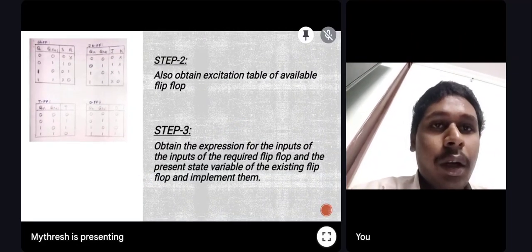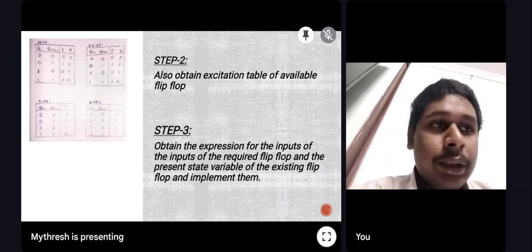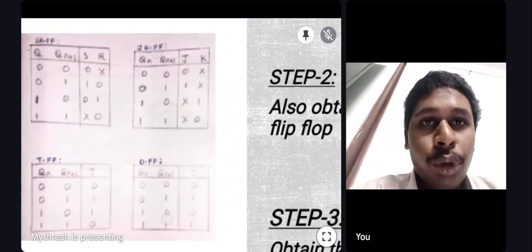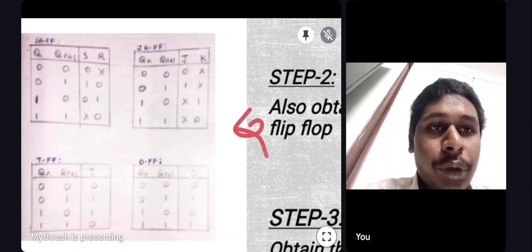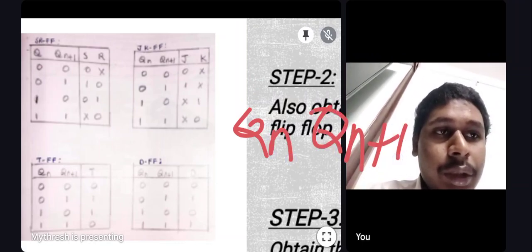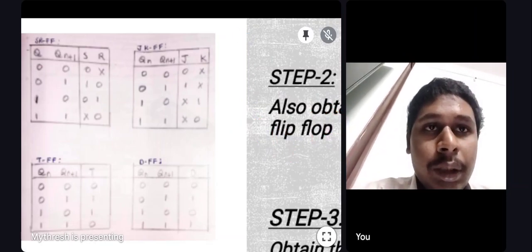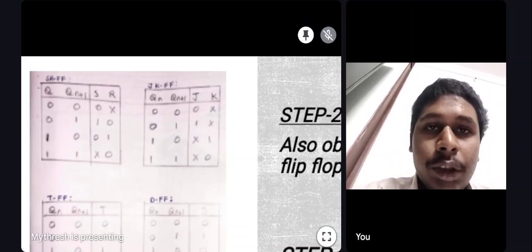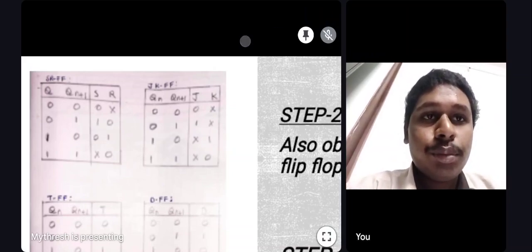The next step we follow is to obtain the excitation table of the available flip-flop. So let us see the excitation table. The excitation tables of the flip-flops are as follows. For SR flip-flop, we have to write the present state and the next state, and then write the SR inputs. So let us compare the SR flip-flop. Here we can see that for present state 0 and next state 0, the SR flip-flop inputs are 0 and a don't care condition. Similarly for JK flip-flop also.